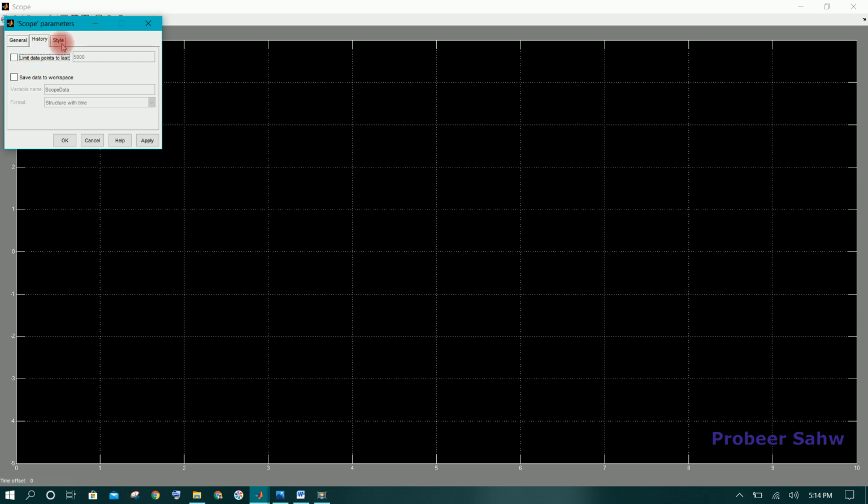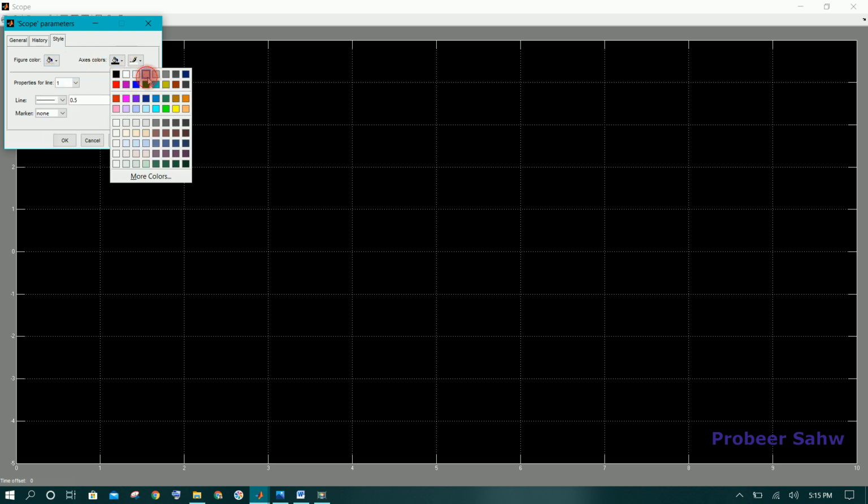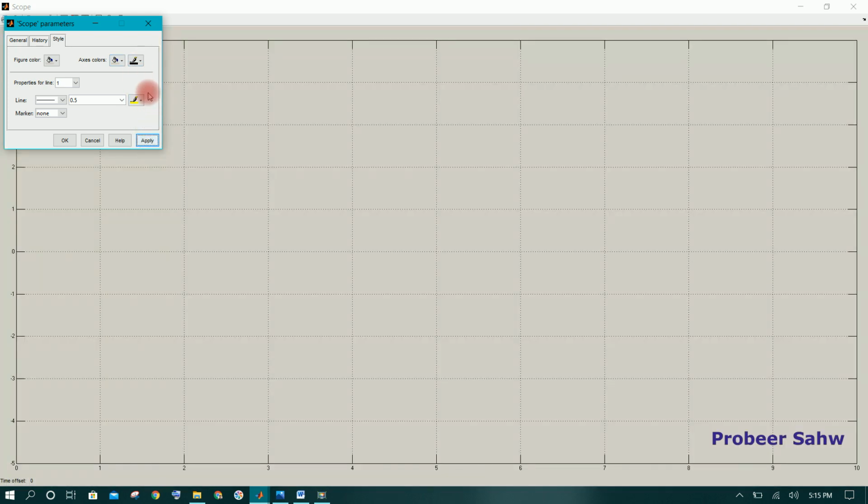Next we go to style. In this we can change the color and appearance of the graph. For better fidelity, I'm changing the figure color to grayish, also the axis color to gray, and markers lines to black, and apply this. You can see the graph will look like this.